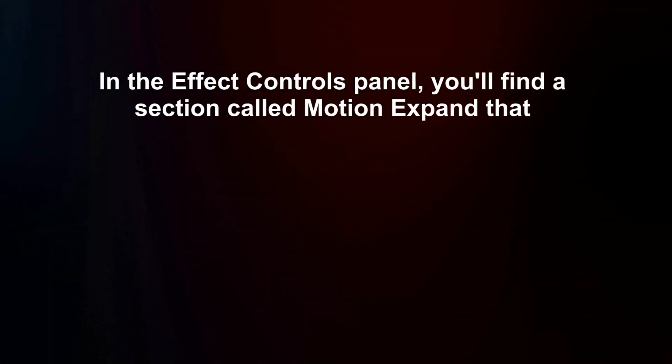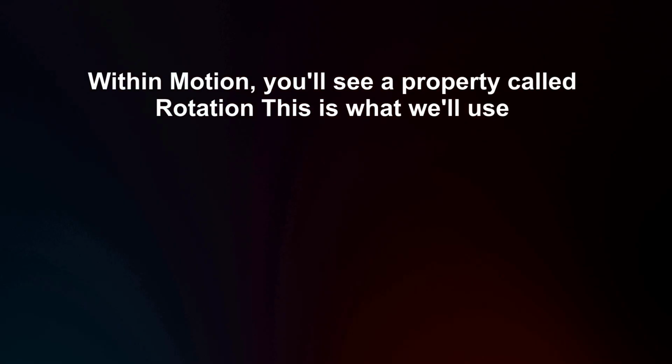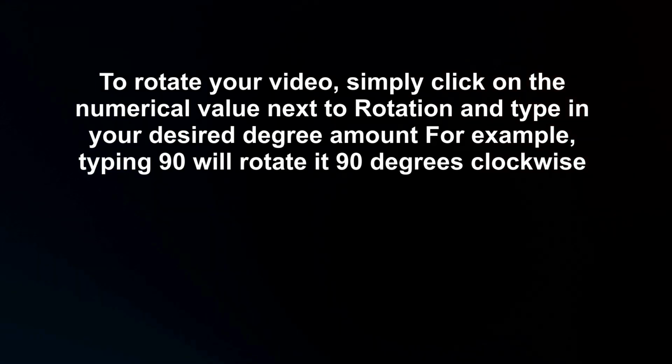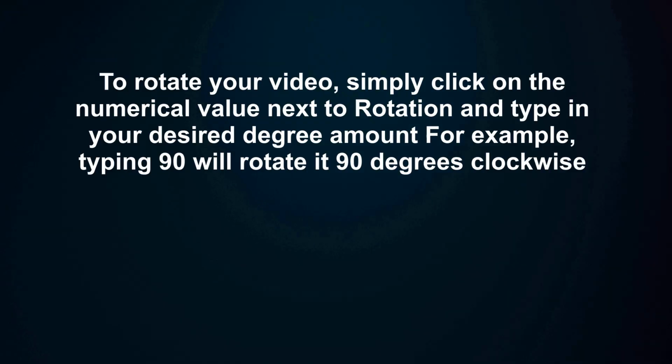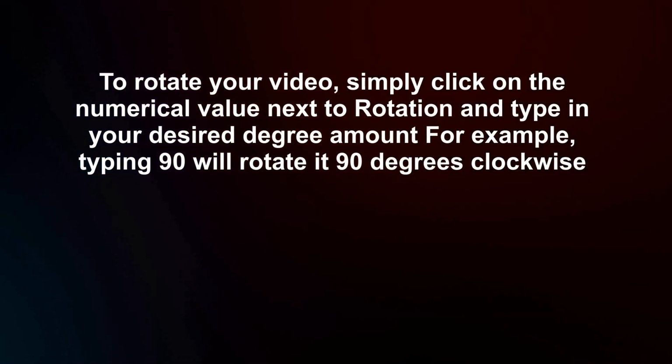In the Effect Controls panel, you'll find a section called Motion. Expand that. Within Motion, you'll see a property called Rotation. This is what we'll use. To rotate your video, simply click on the numerical value next to rotation and type in your desired degree amount. For example, typing 90 will rotate it 90 degrees clockwise.